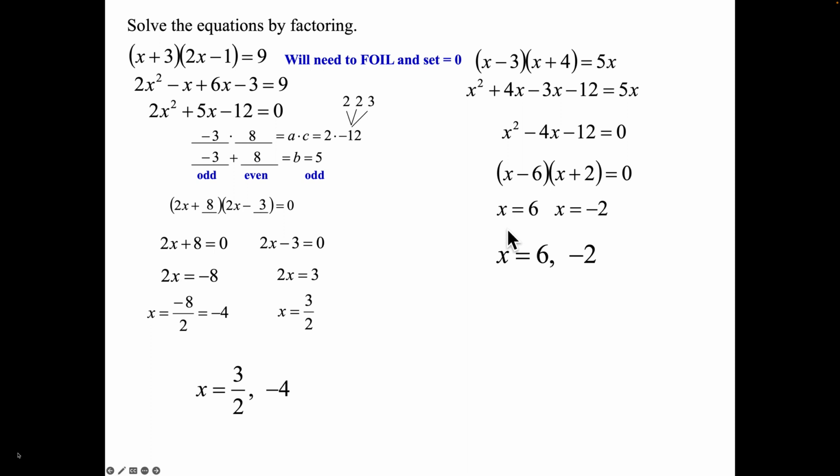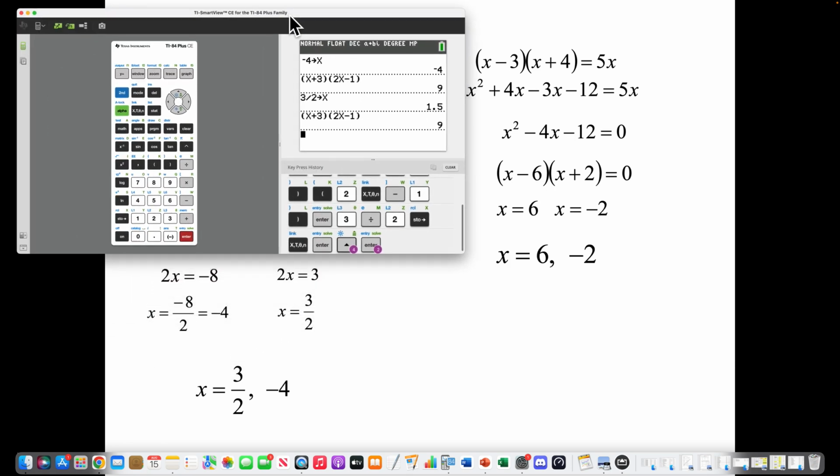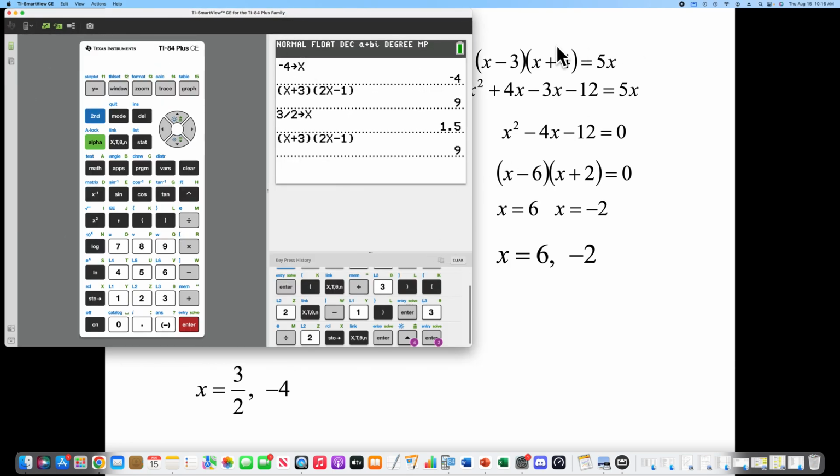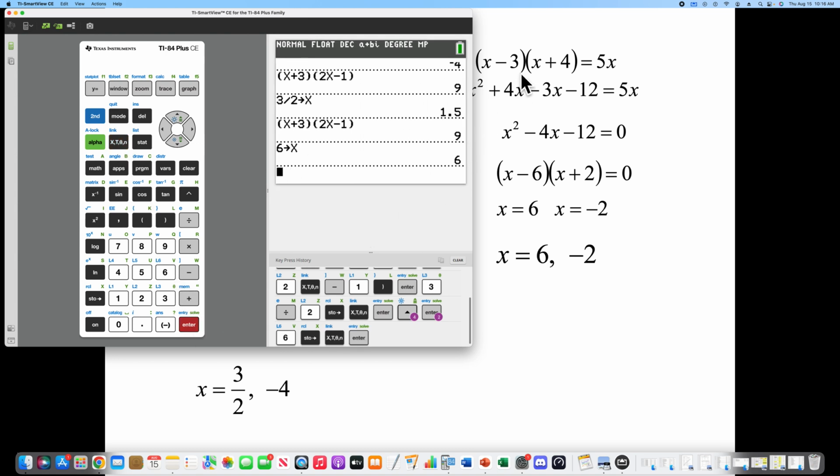Now, to check this one with the calculator, because it's equal to 5x, to show you what we have to do here, you basically have to type in both sides of the equal sign, and they're going to be true. So I'm just going to do one number here. 6, store it for x. Enter. Type in x minus 3. I took a peek at the other one. x plus 4.